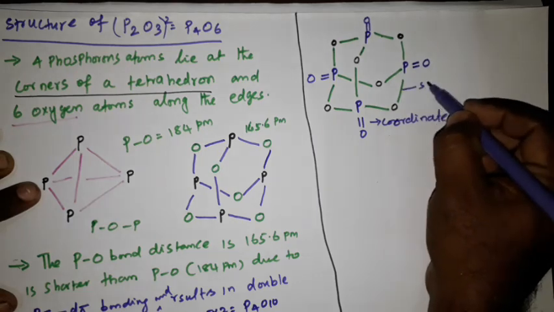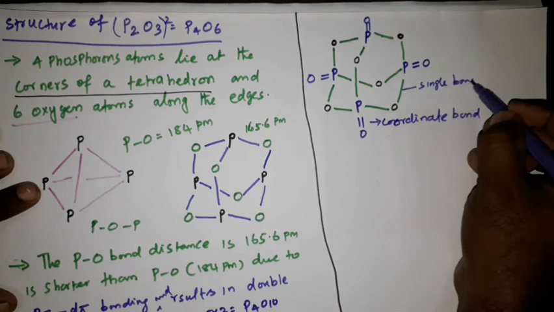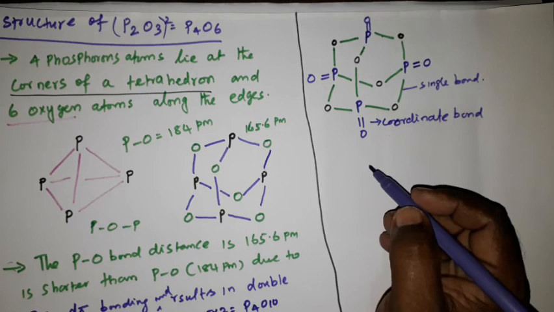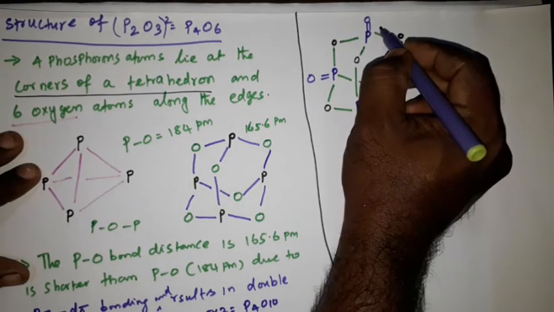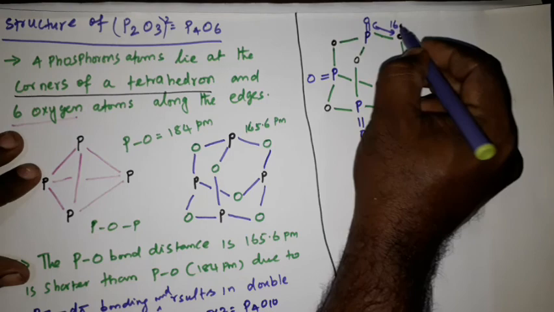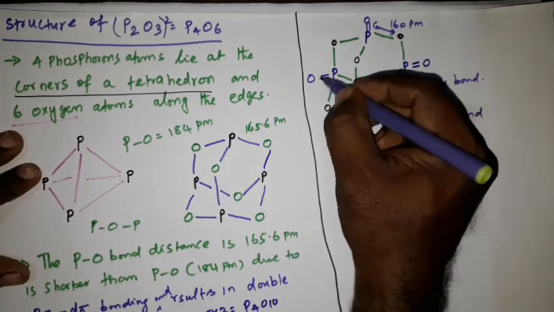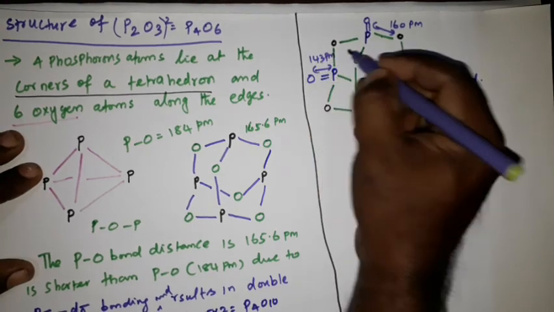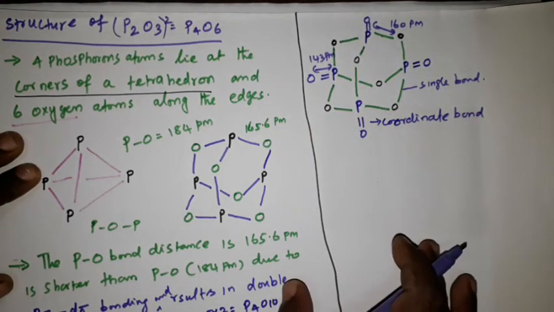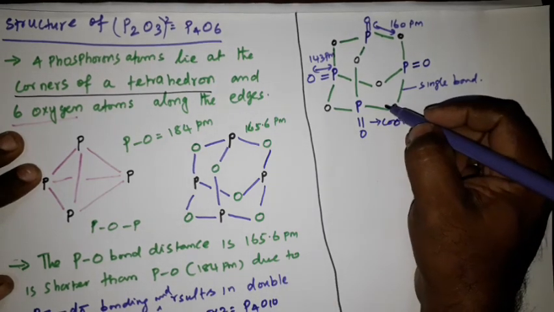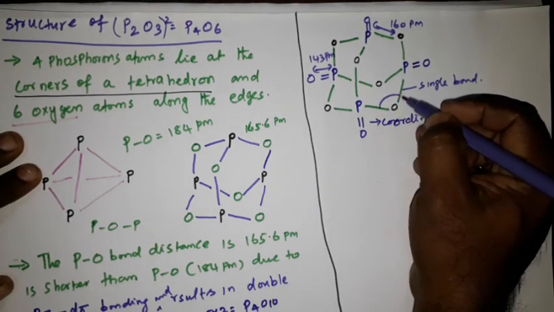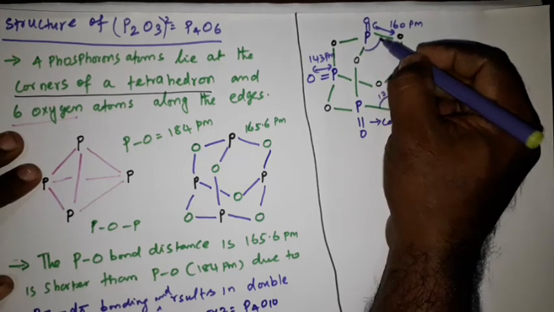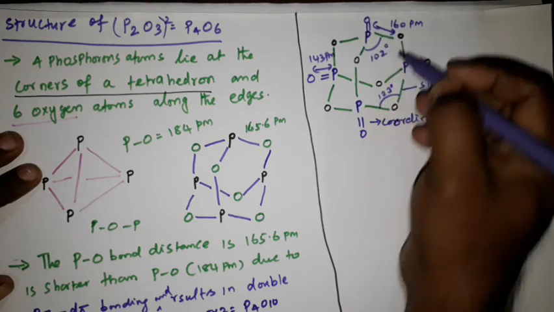So this is a single bond, and this is called a coordinate bond here. Now the bond distance, this is 160 pm, and this double bond is 143 pm. So that's all about the structure of P4O10. It is very easy to draw. The bond angle between these two bonds is 123 degrees. Then here the bond angle is 102 degrees.